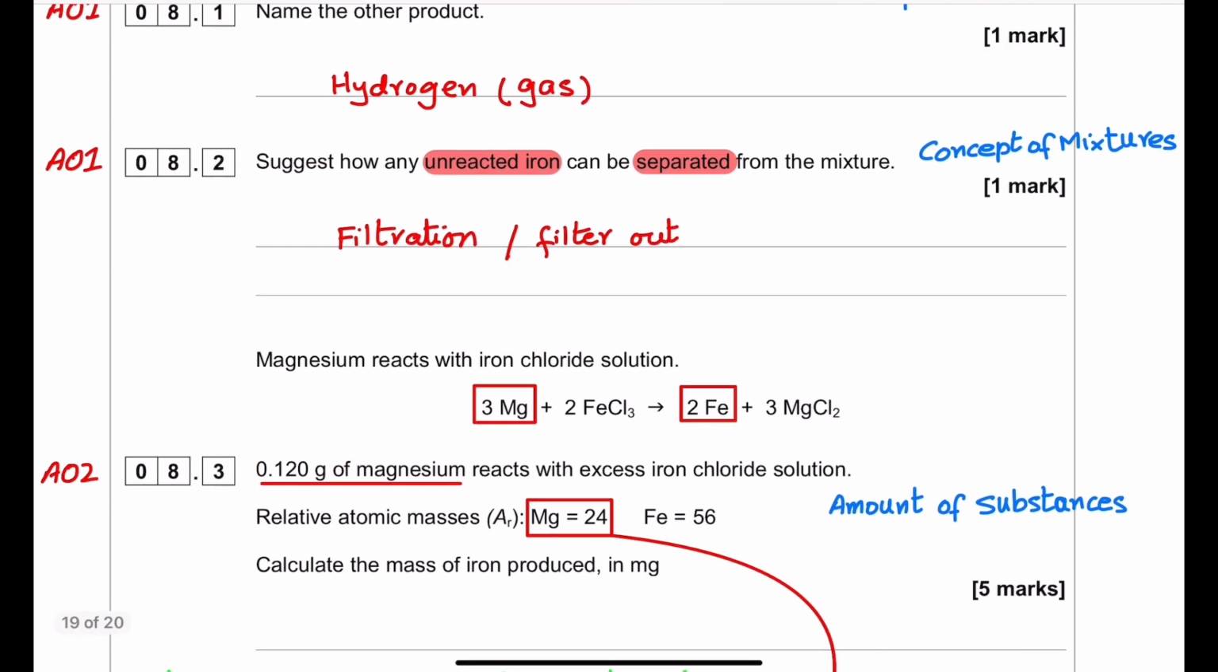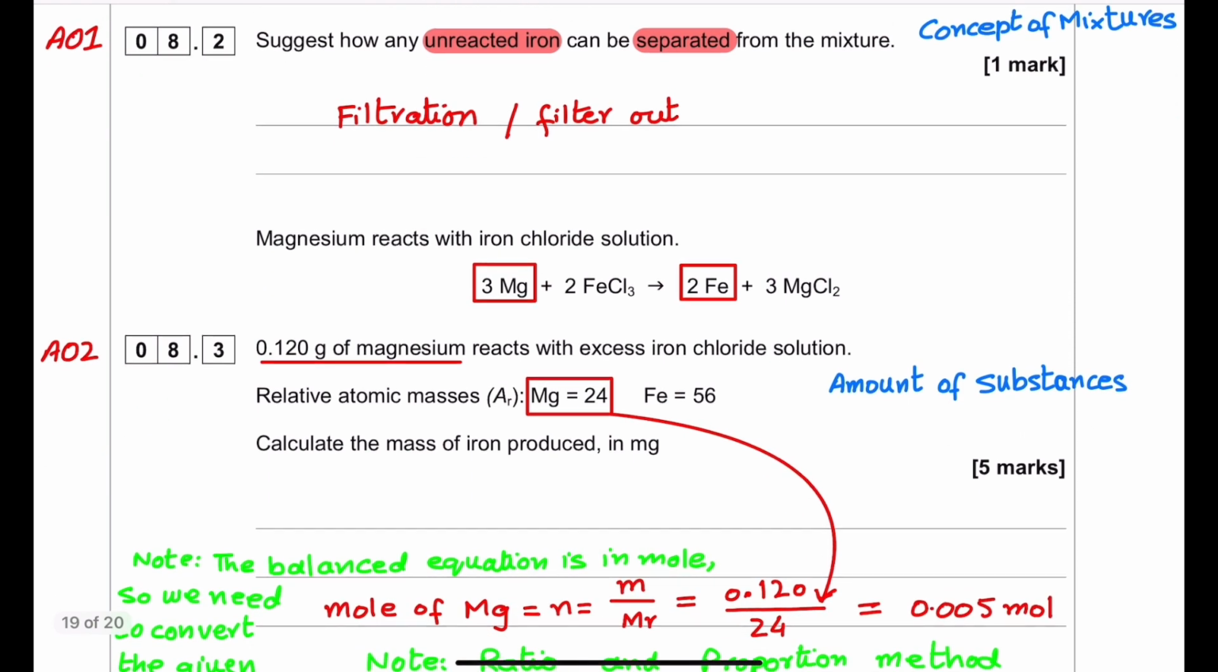The first thing is to convert the given mass of magnesium into moles. The balanced equation is already in moles, 3 moles and 2 moles. We need to convert 0.120 grams of magnesium into moles, and the formula is moles equal to given mass over Mr or Ar of the substance. The given mass is 0.120, I use the value 24 here, so I have the moles of magnesium: 0.005 moles.